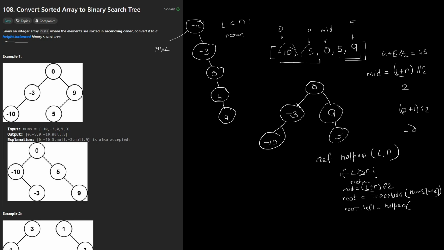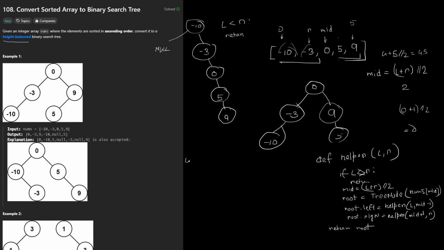So mid equal to L plus R double divide by 2, and it would be nums of mid, and then root dot left. Here I'm going to do divide and conquer, so I'm going to call my helper again. Here, our left is going to remain the same and right would be mid minus 1, and similarly root dot right is helper of mid plus 1 and right, and I can return my root.